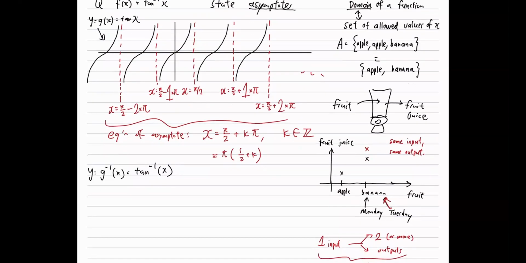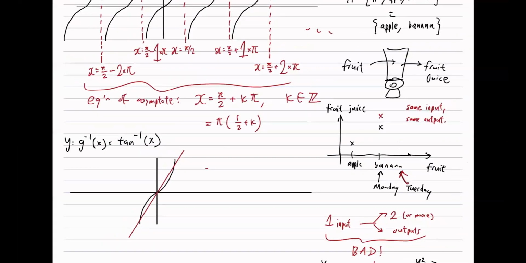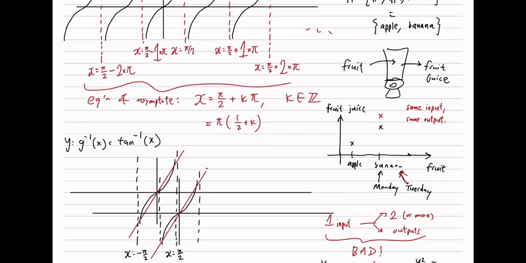Let me just copy this. If I want the inverse, here's how it will look. I have to reflect it. So y equals x looks something like this. Then if you reflect it, what you realize is that your vertical asymptotes here, x equals negative pi over 2 and x equals pi over 2, when you reflect, what happens? It turns into what? It becomes horizontal, right?